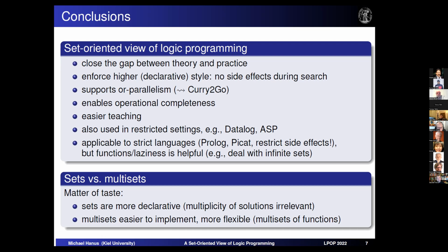The final question is whether sets or multi-sets are more appropriate. And I think this is just a matter of taste, because sets are more declarative, because then the multiplicity of solutions is not relevant. But multi-sets are easier to implement and then somehow more flexible, because you can return a multi-set of functions, but you cannot return a set of functions, because then you have to solve the equality between sets. Okay, that's all. Thank you very much.